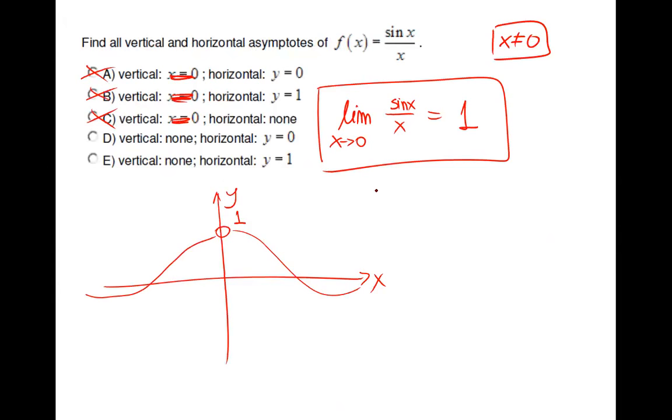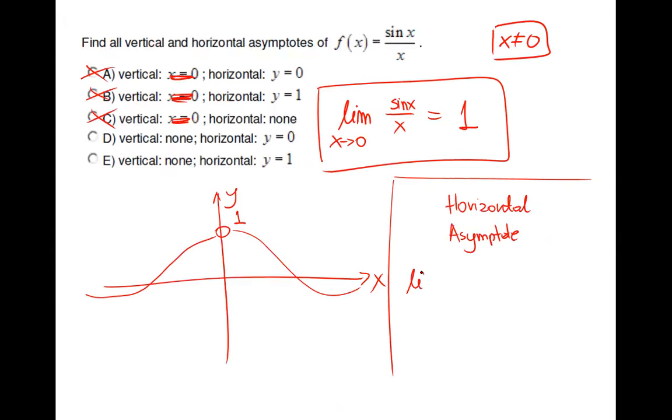That means now, what is the horizontal asymptote? And that's also a good question. Horizontal asymptote is 0 or 1? Horizontal asymptote is, of course, the limit at infinity. Sine of x over x. And what do you think? How does this function behave at infinity?